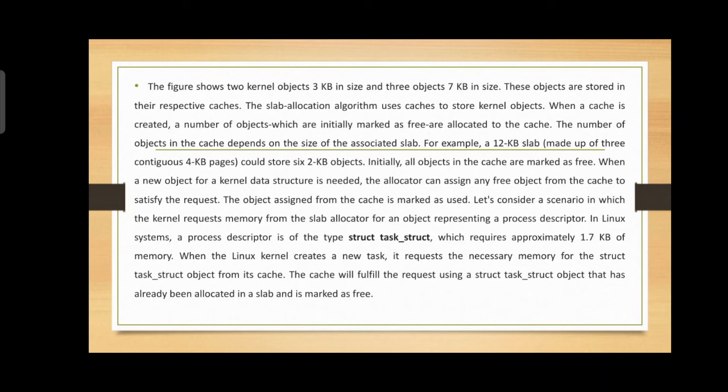The number of objects in the cache depends on the size of the associated slab. For example, a 12 kilobyte slab made up of three contiguous 4 kilobyte pages could store six 2 kilobyte objects. Initially, all objects in the cache are marked as free. When a new object for a kernel data structure is needed, the allocator can assign any free object from the cache to satisfy the request.